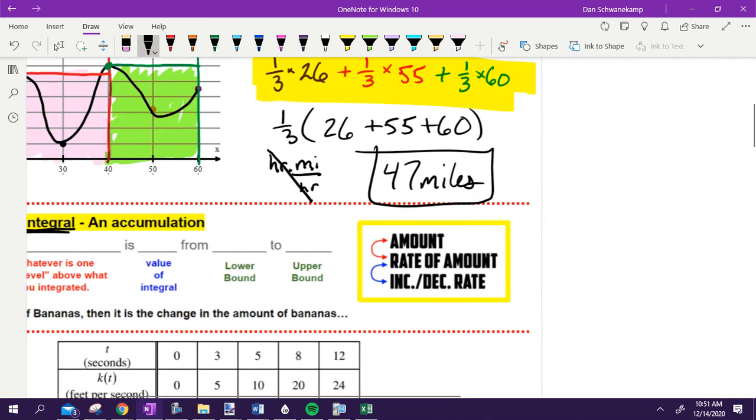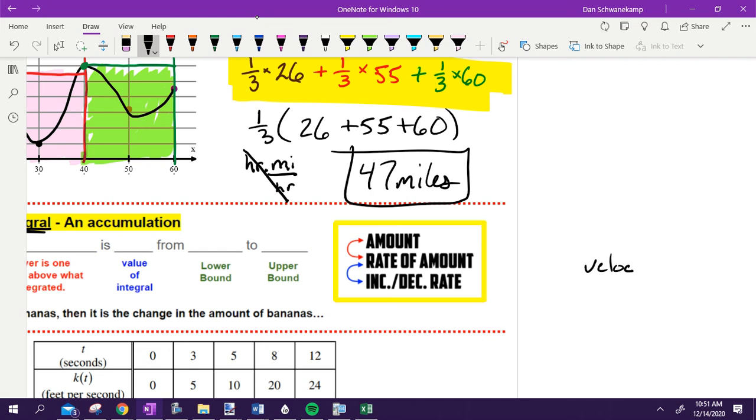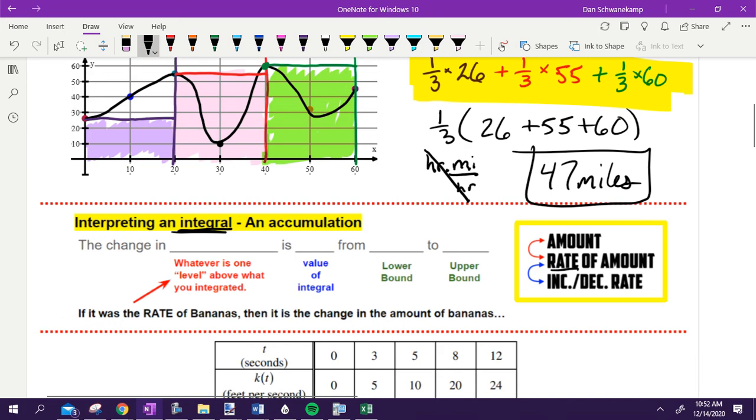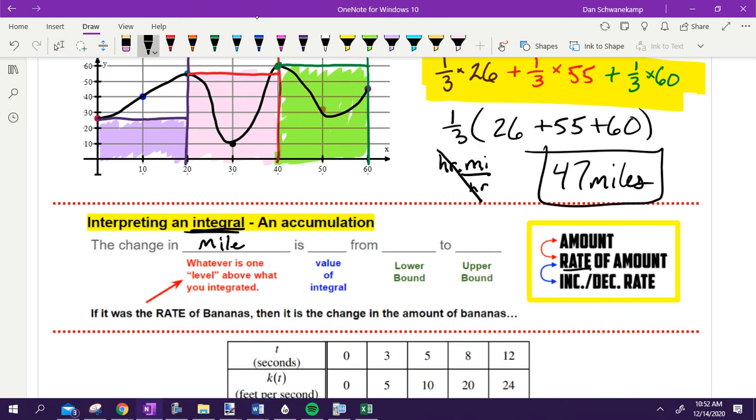Okay? So when I say that, we just integrated velocity. What's going to come one level above velocity? Distance, position. It was a rate. It was in miles per hour. Now it's not going to be a rate anymore. Now it's going to be an amount. Now it's just miles. So it's the change in miles is 47 from 0 to 1 hour. That is what we just found. By finding the area under the curve, we found the change in miles. It is 47 from 0 to 1 hour.